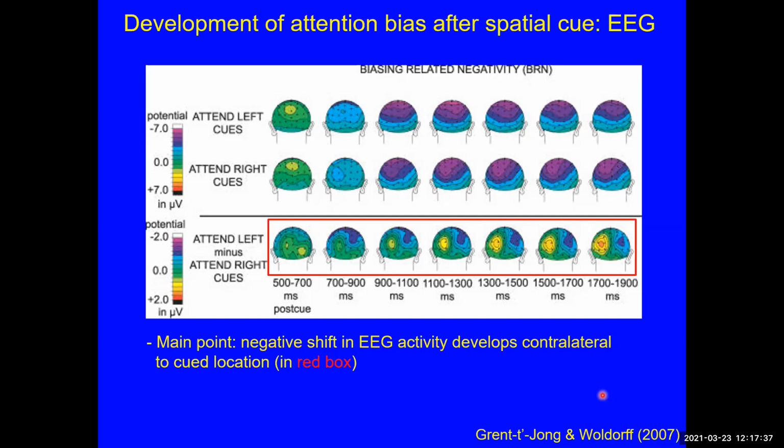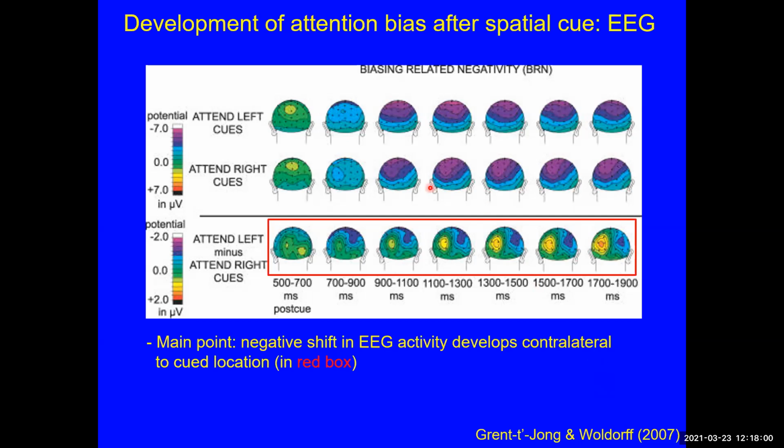That you can measure something called this biasing related negativity every 100 milliseconds if you want, every 10 milliseconds if you want. It really just depends on how precise you want to get with it. So what you do is you run the same experiment. You have a cue that says shift attention to the left, and we want to measure electrical activity in the brain that may be influenced by the direction that attention is being shifted.